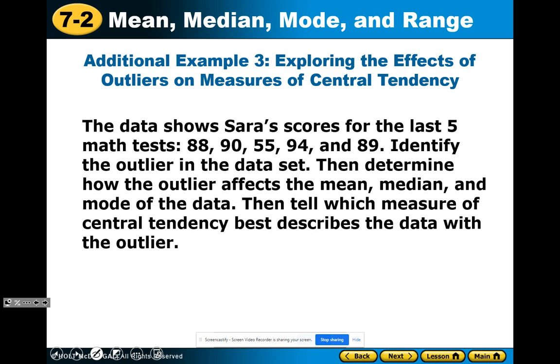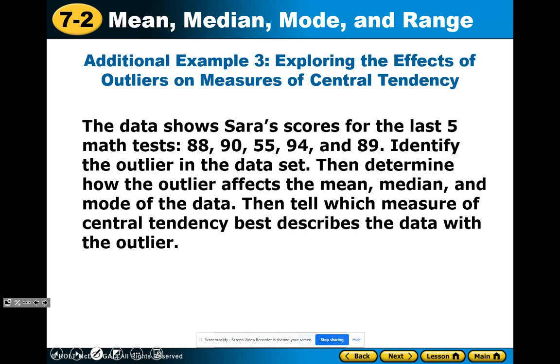Now, the data shows Sarah's scores for the last 5 math tests. She had an 88, a 90, a 55, a 94, and an 89. Identify the outlier in the set. Jack already said it, 55. Then determine how the outlier affects the mean, median, and mode of the data. Then tell which measure of central tendency best describes it.